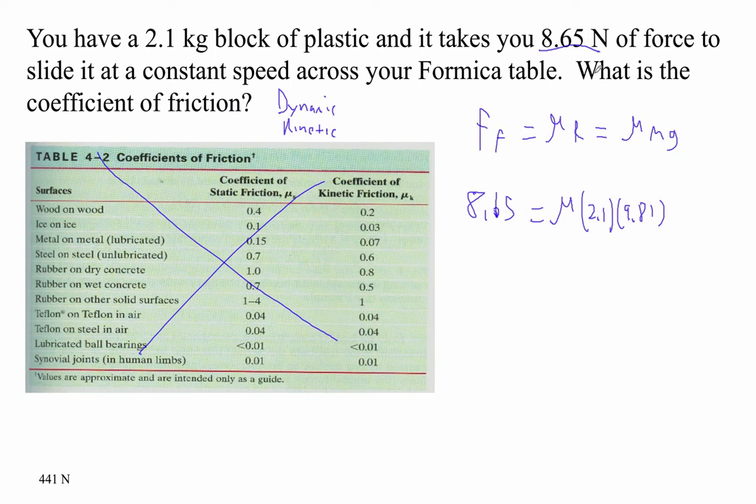Okay, 8.65 divided by 2.1 divided by 9.81 is 0.41988, which is 0.42, because we only have 2 sig figs. That's our answer, and there are no units for coefficient. By the time you multiply those together, those are a force. So it's a ratio of force by force. All right.